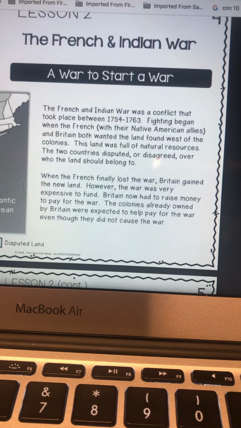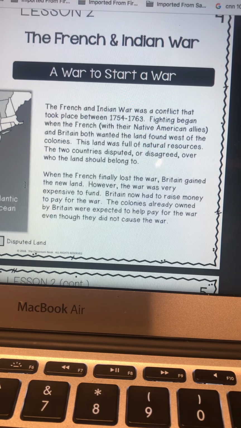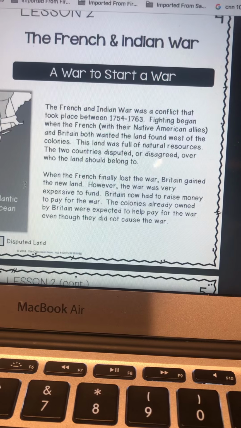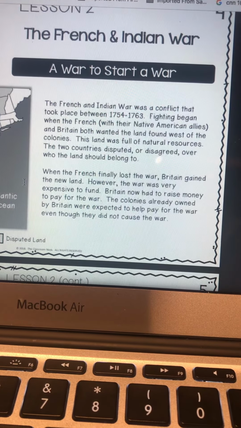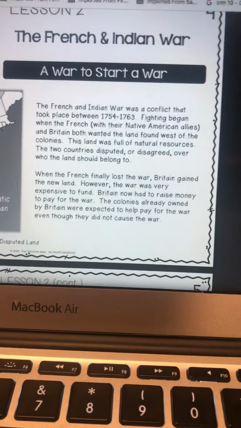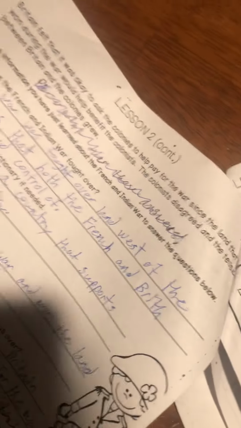However, the war was very expensive to fund. Britain now had to raise money to pay for the war. The colonies already owned by Britain were expected to help pay for the war, even though they did not cause the war. So in your guys' packet, there's more information like mine. Mine's a little bit hidden here, so I'm going to help you where I actually have to peel that back to read that information. So I'm going to read it right here too.